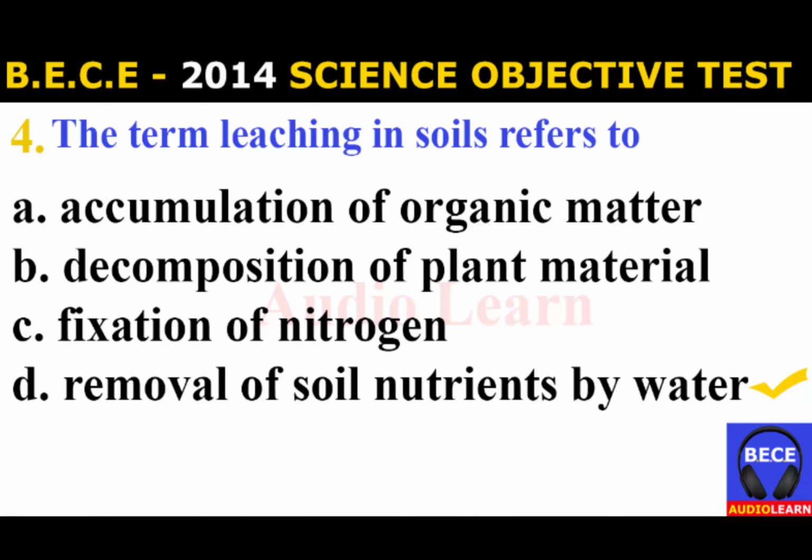Number 4. The term leaching in soils refers to A. Accumulation of organic material, B. Decomposition of plant material, C. Fixation of nitrogen, D. Removal of soil nutrients by water. And the answer is D. Removal of soil nutrients by water. The term leaching in soils refers to removal of soil nutrients by water.